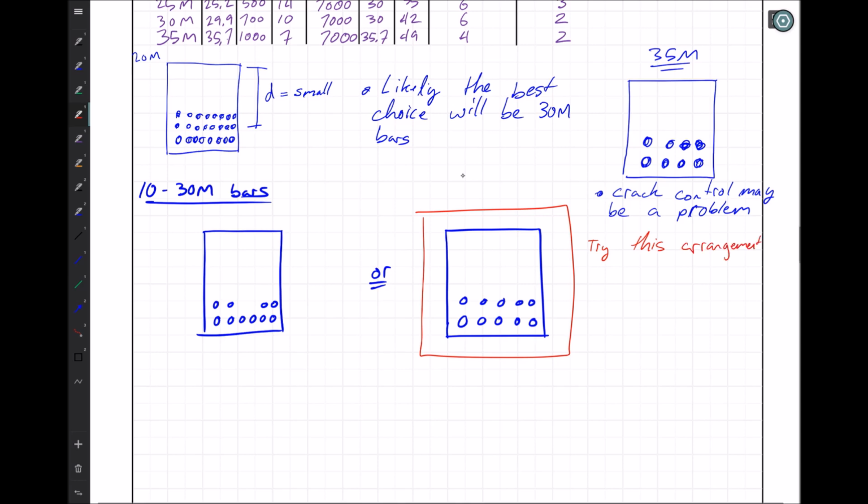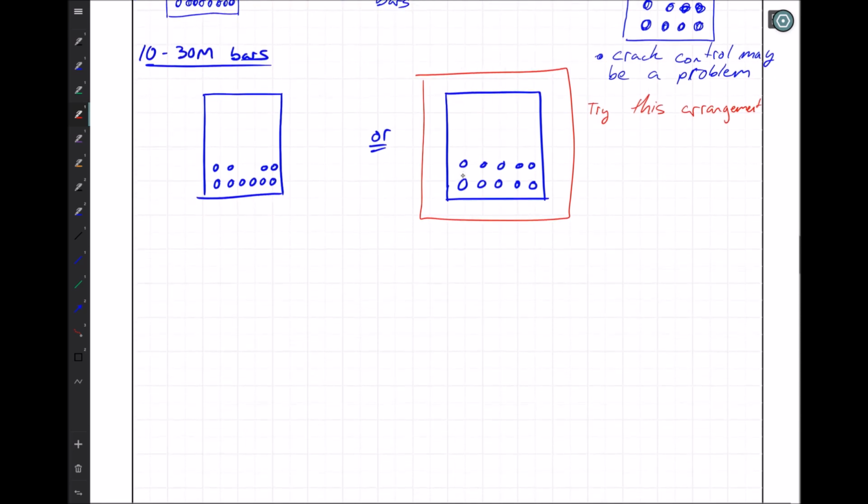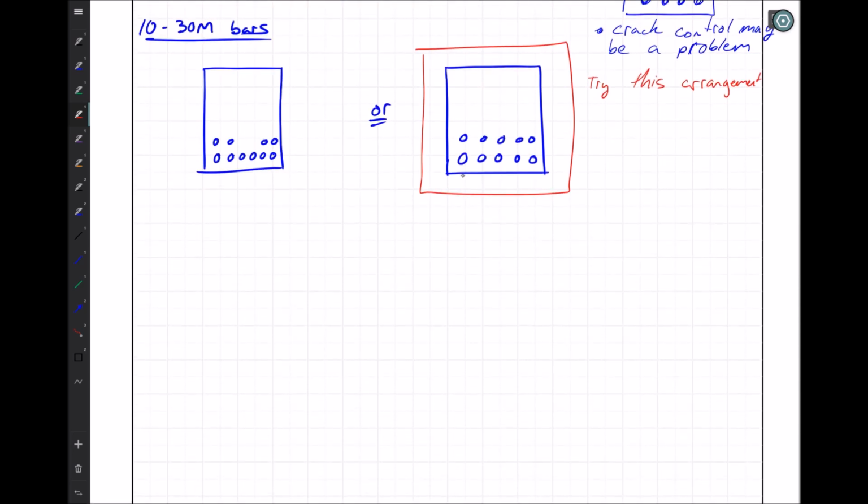But both are acceptable. In fact, the arrangement we're trying will end up being the slightly weaker of the two because the D value will be slightly lower. But it will also be slightly easier to build and very, very slightly easier to compute. So let's find D.